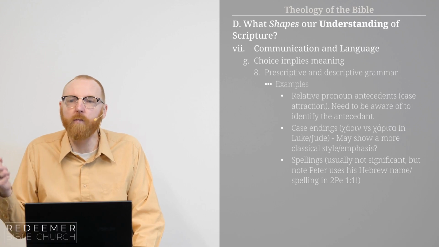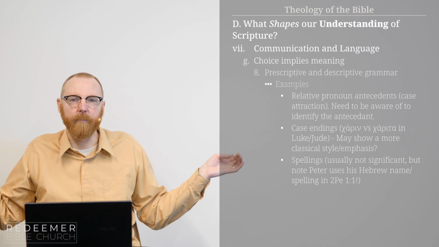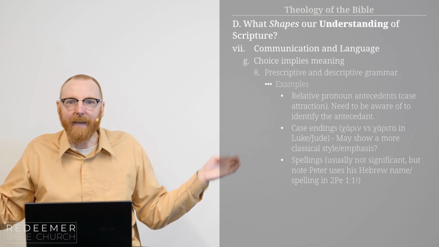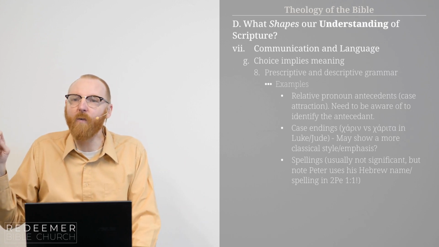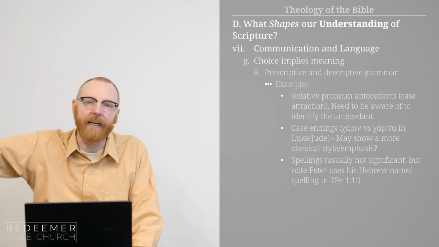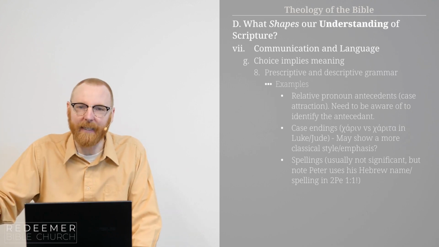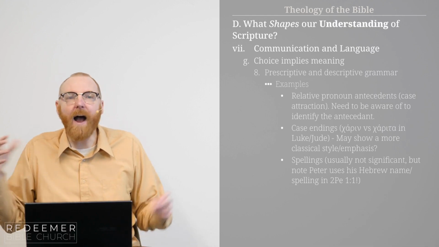In 2 Peter 1:1, what's Peter's other name? What's his birth name? Simon, right? But guess what? It's interesting. In 2 Peter 1:1, he doesn't call himself Simon Peter, which was the common Greek. He calls himself Simeon Peter. He spells it a little bit differently. Now, why does he do that?